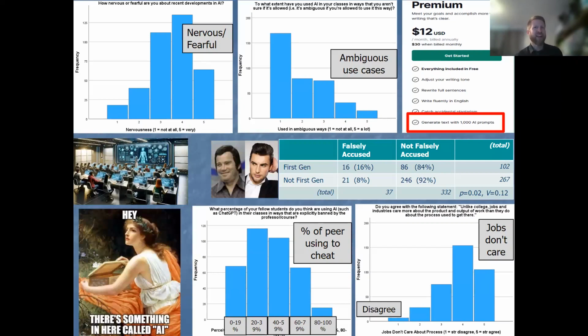Now, I know my visuals here are hard to see, so I'm just going to talk it through. One thing I've found is that students right now are much more on the side of nervous and fearful about developments in AI than they are excited about it overall. Now, a minority of students here at BSU are using AI to cheat. It's about 2 out of 5 that admit using it in that way, some more often than others, in ways that are explicitly banned or prohibited. But many more of our students are using it in ambiguous use cases. Basically, they're often not sure if what they're doing is allowed, so they do it anyway.